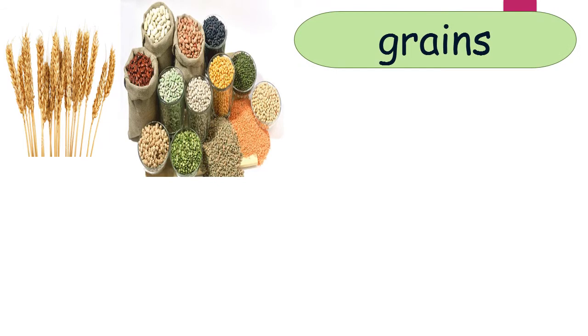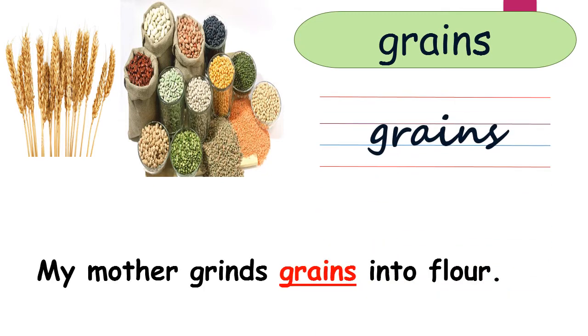The next word, grains. For example, my mother grains into flour. My mother grains into flours. So grains is a food too, like cereals. Okay?